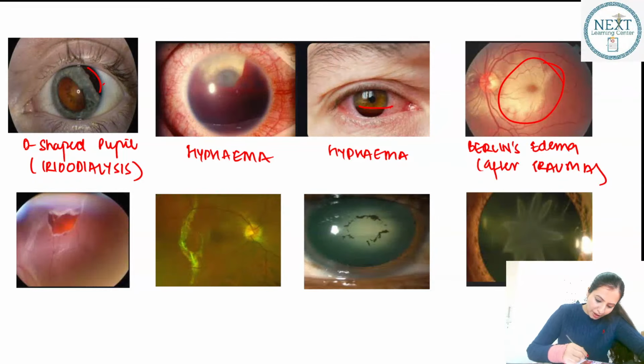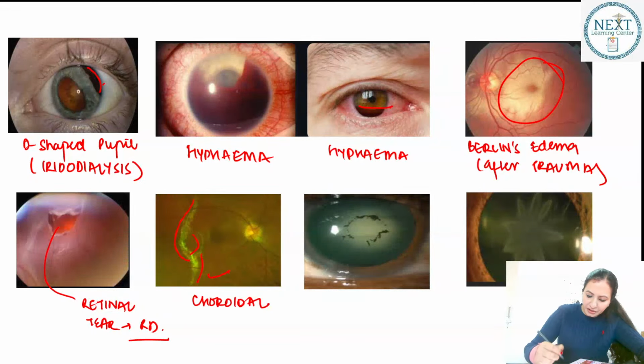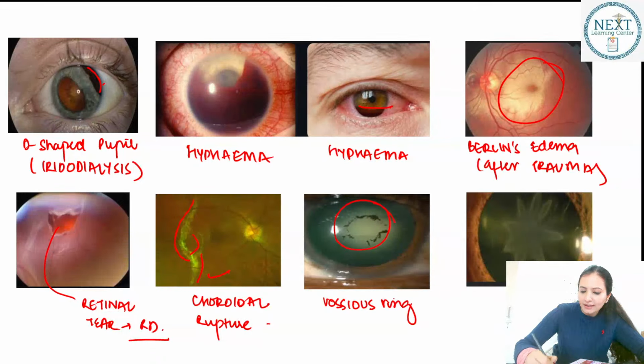This is your retinal tear that is occurring after trauma, causing retinal detachment. This is your choroidal rupture. This is a bucket handle tear. Okay. This is your Vossius ring, and this is your star-shaped cataract or the rosette cataract.